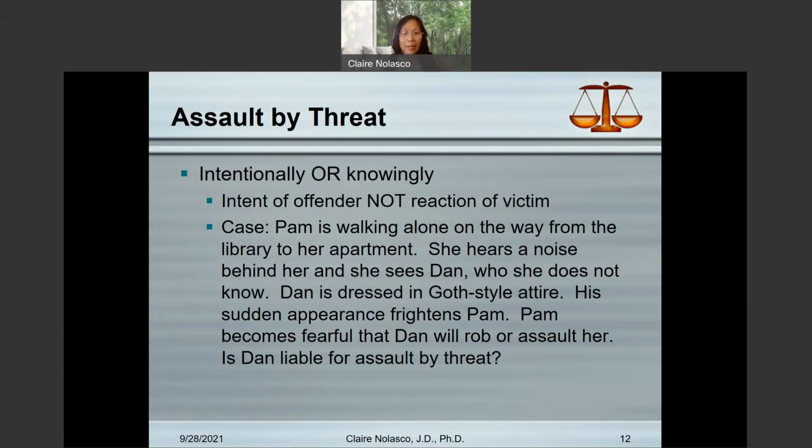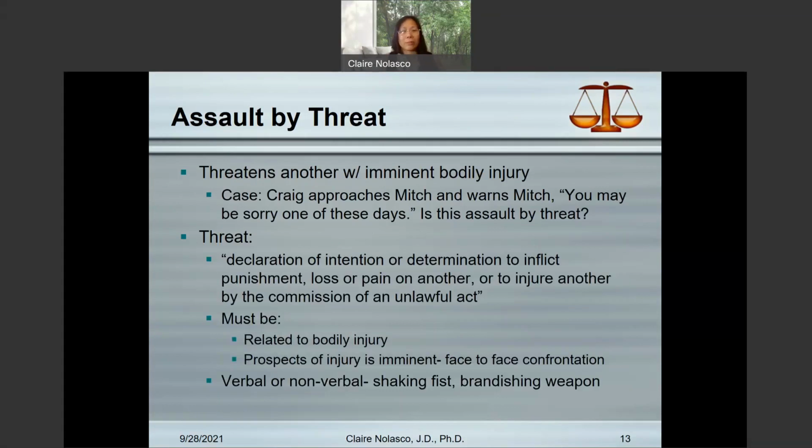Well, here, Dan is not liable for assault by threat because he did not intend to threaten Pam, and Pam was just fearful. So assault by threat occurs when the offender threatens another with imminent bodily injury. Let's look at this case. Craig approaches Mitch and warns Mitch, "You may be sorry one of these days." Is this assault by threat?